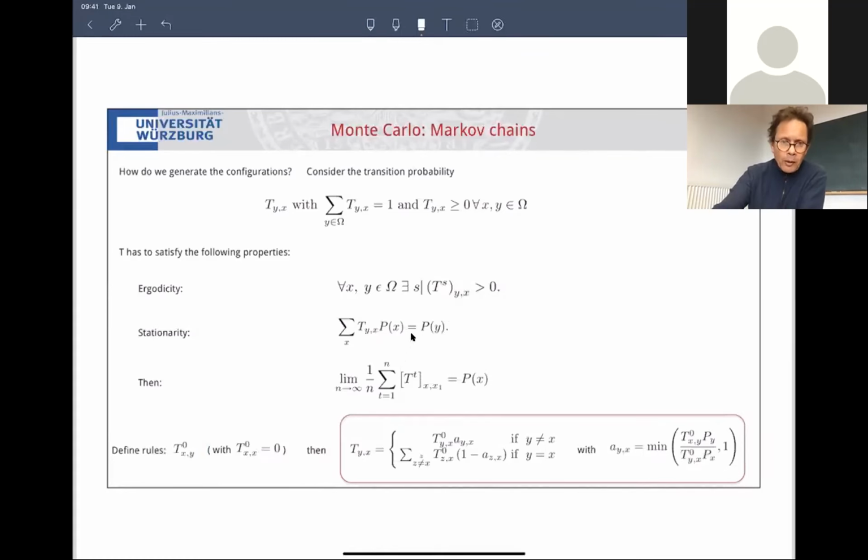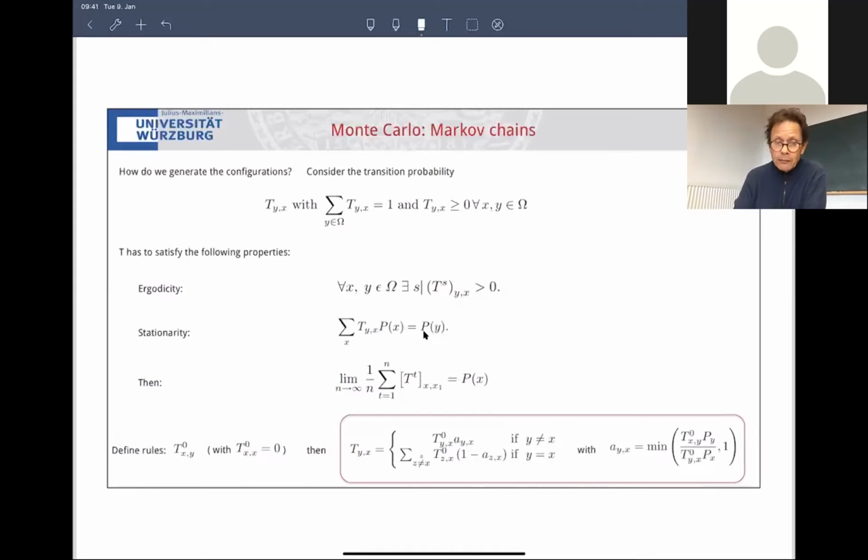What we require also is stationarity. What the Monte Carlo does is essentially to evolve some type of distribution, if you want. So this is the distribution I would like to sample, P of x. If I evolve it with the transition probability matrix, then if I am in equilibrium, I stay in equilibrium. This is called stationarity, and this is the most important thing you need.